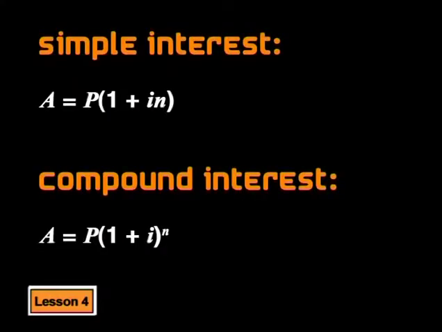When we worked with simple and compound interest, we used these two formulae. For simple interest or simple growth, we used the final amount A is the principal or original amount P times 1 plus the interest I times the number of years N. For compound interest or compound growth, we use the final amount is equal to the principal amount times 1 plus the interest to the power of N, the number of years.